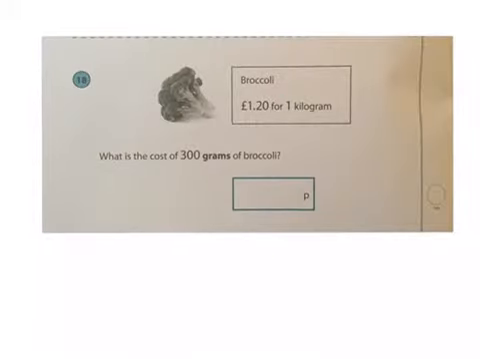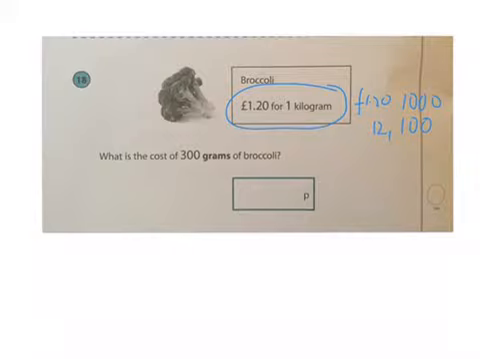Okay, broccoli, £1.20, 1 kilogram, which is 1,000 grams. 100 grams will be 10 times less. Divide that by 10, and you've got 12p. So it'll be 12p for every 100, so 300 will be 3 12p's, which is 36p.